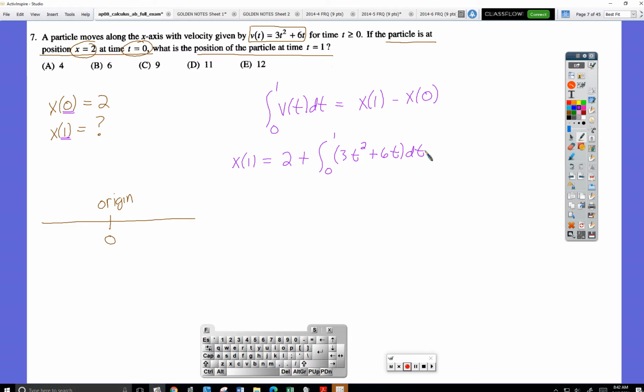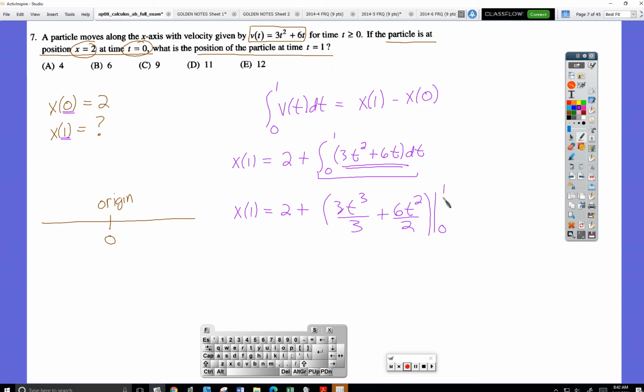I don't have a calculator, so I can't actually integrate. So instead, I find the antiderivative and evaluate. So x of 1 will equal 2 plus, parenthesis, 3t cubed over 3. Oh, they were nice. The 3's divide out. 6t squared over 2. They were nice again. 6 and 2 divides. They were nice again. One of the values is 0. Okay? AP test is all about one step at a time. You don't know where you're headed. You just have to take one step and then another, and pretty soon it all comes together.